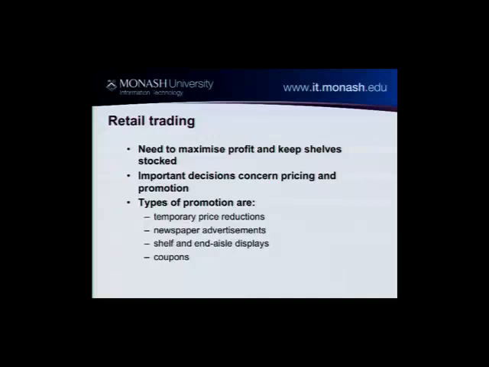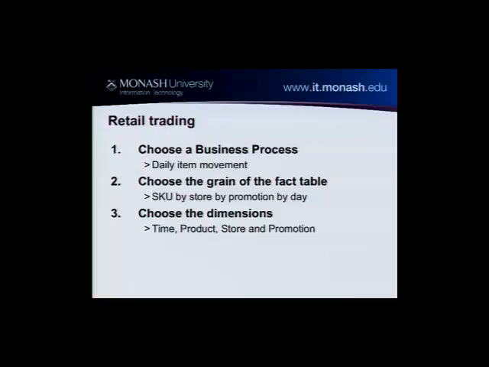So that's the scenario. We're going to design a star schema to support that kind of analysis. We'll start off with Kimball's first step, choose the business process. So what's the business process that they really need to focus on? Well, it's the movement of stock from shelves. It's not just the capacity of the warehouses and the stores, it's how quickly stock moves out of the store. So daily item movement is the business process.